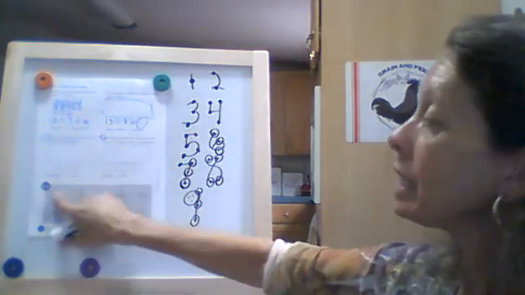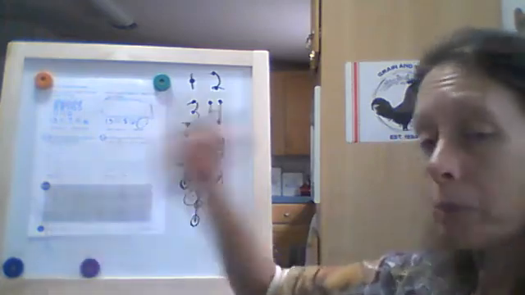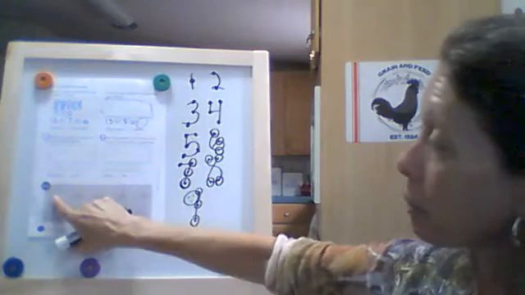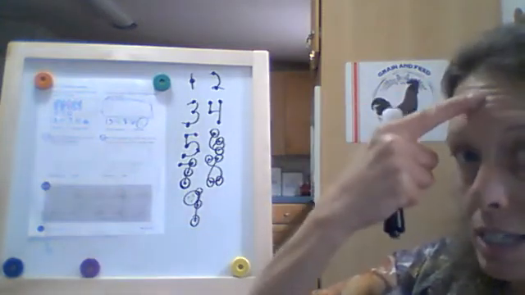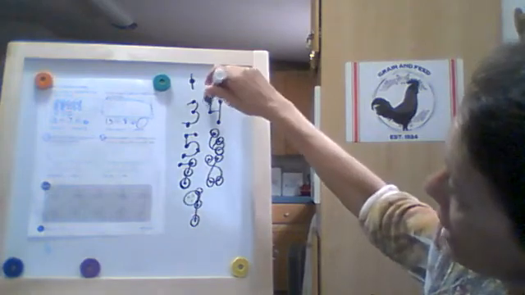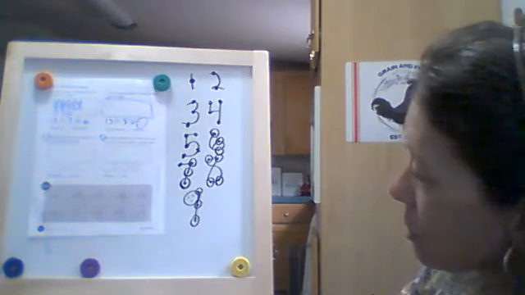But let's look. Anytime we look at our addition problem, we're going to put the big number in our head. It's easier and it's faster. So the big number here is 7. So I've got 7, 8, 9, 10, 11. Okay? My answer is 11.